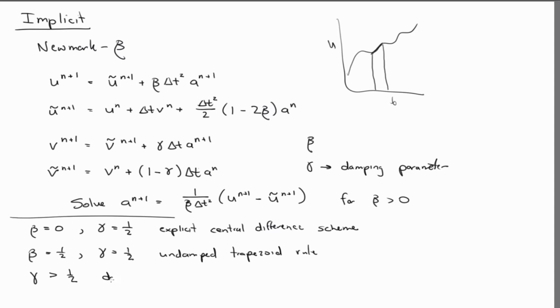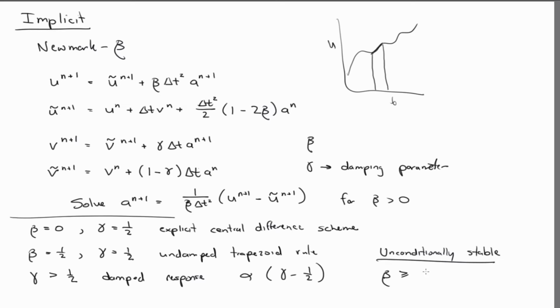So gamma should be greater than a half, and it provides a damped response on the velocities that's proportional to gamma minus a half. And so these methods are, for linear problems, unconditionally stable for beta greater than or equal to gamma over 2 greater than or equal to 1/4.